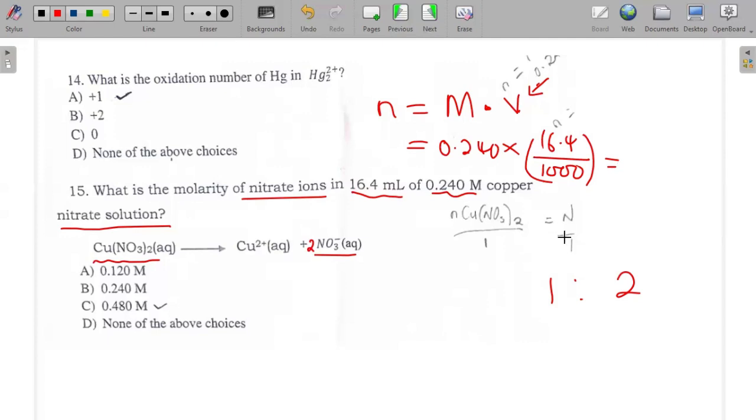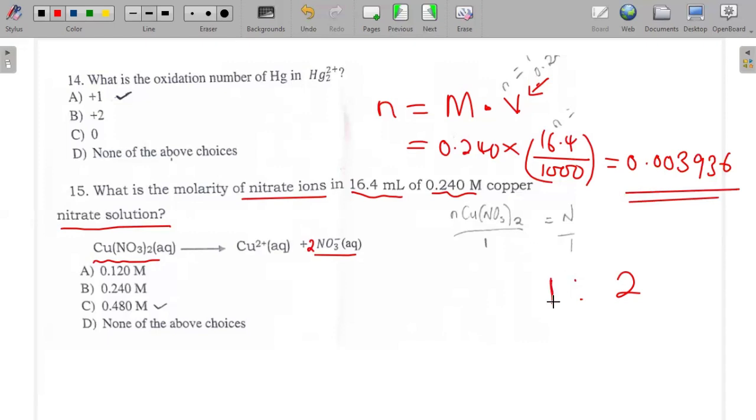Okay, so what does that give me? Let me do it. I have 16.4 divided by 1,000, so that would be the volume in liters, and then multiplied by 0.240. That gives me 0.003936. So this here will be the moles of the copper nitrate.